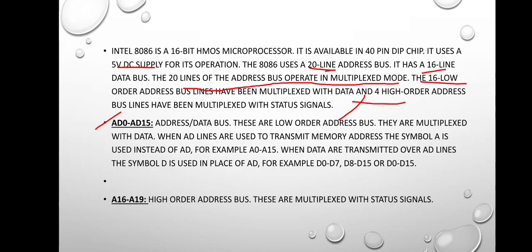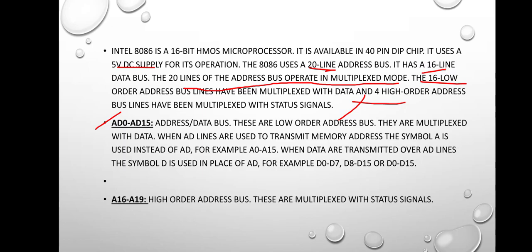Here the address bus has a lower byte and an upper byte, and the lower byte of the address bus is multiplexed with the data. When the AD lines are used to transmit a memory address, the symbol A is used instead of AD. Here, if we transmit only a memory address instead of data, then the symbol A is used instead of AD, for example A0 to A15.